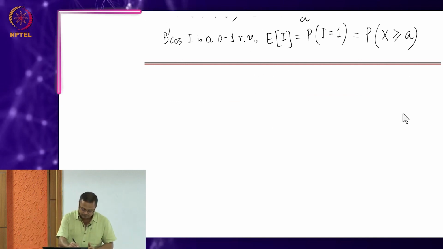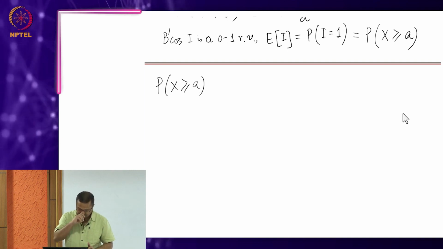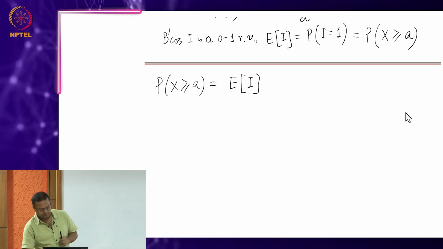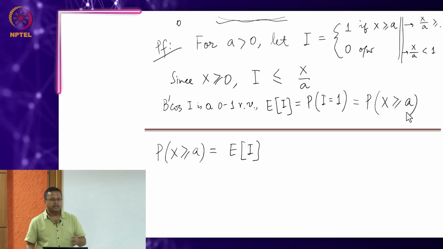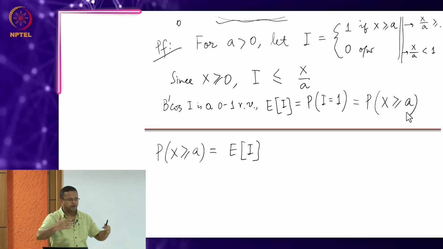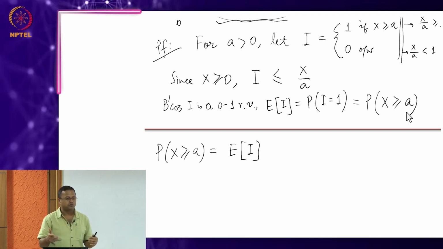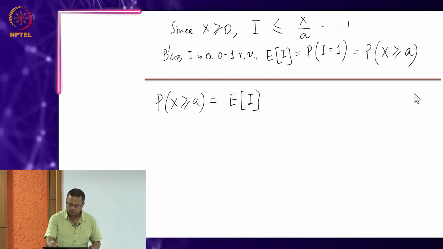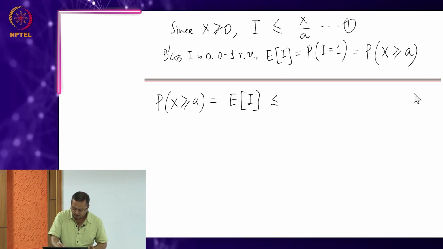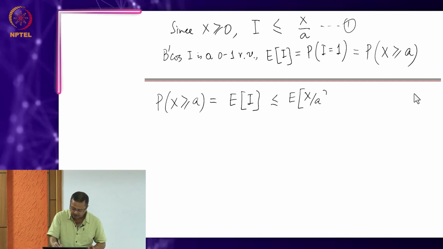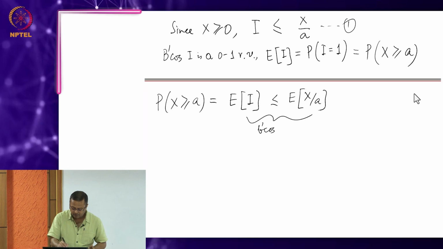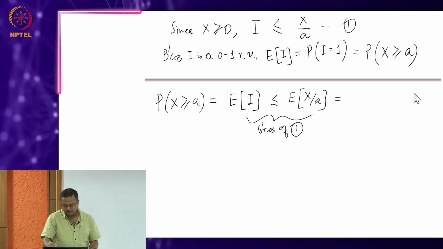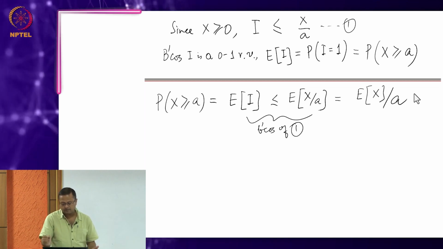So, the rest is easy. I have this inequality, right? So, I can take expectation on both sides, because expectation is kind of a summing argument, right? It sums. So, expectation of I would be less than or equal to expectation of x by a. So, because of that, maybe I write it as 1. So, this is now less than expectation of x by a, because A is a constant. Done.